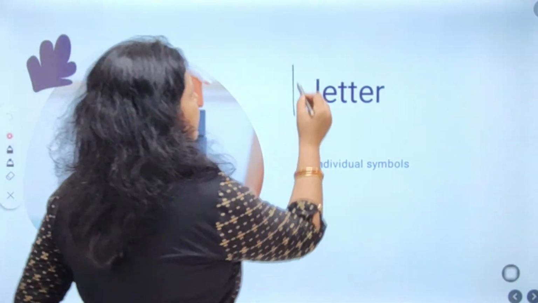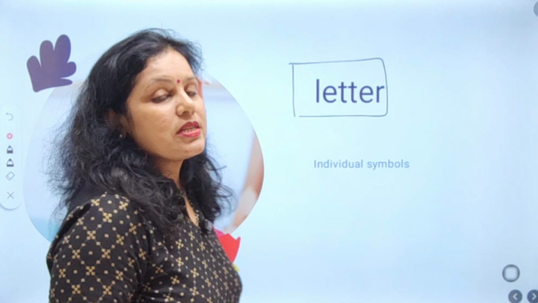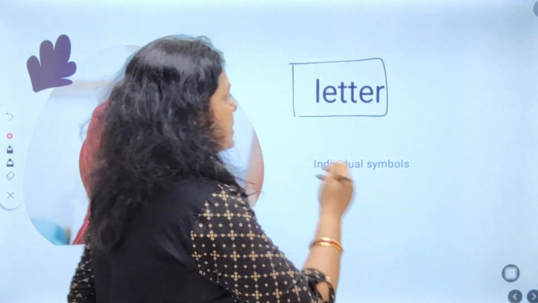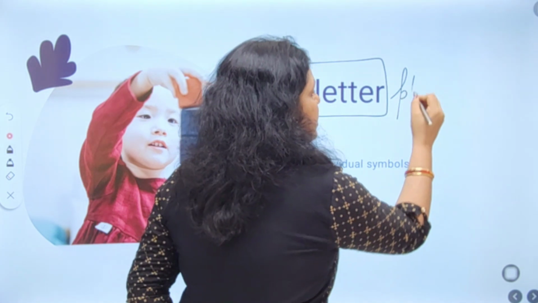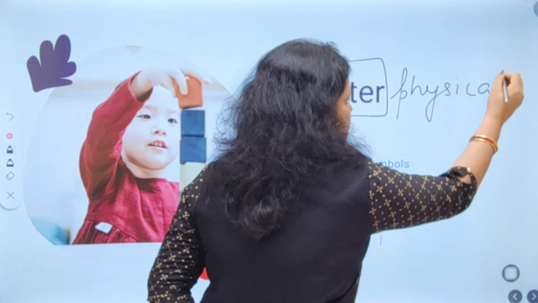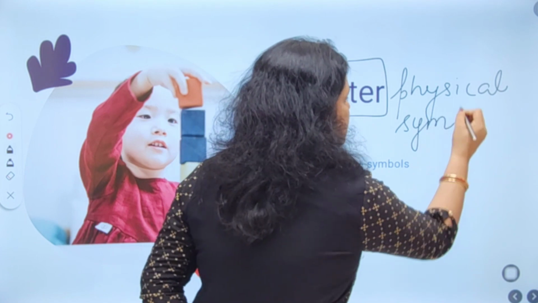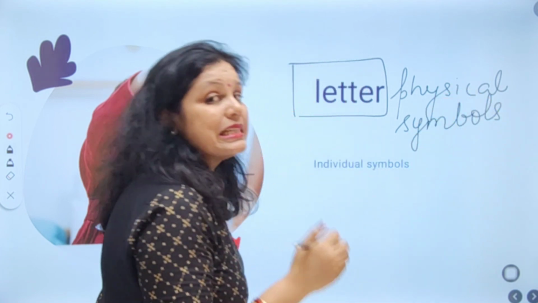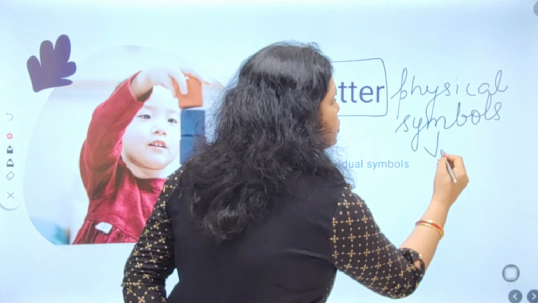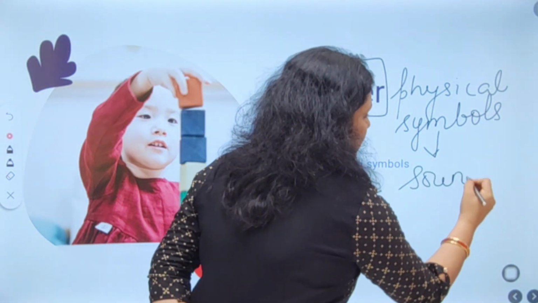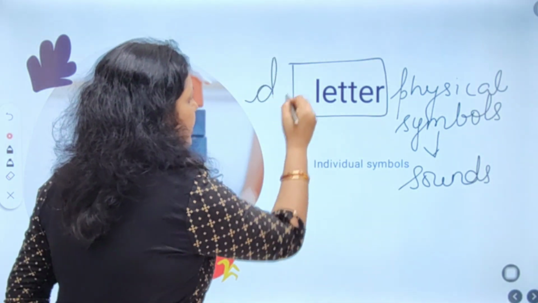Now, what is a letter? In order to understand what a letter is, we first need to understand that letters are physical symbols. These are the physical symbols which are used to represent the sounds, right? So whenever I'm hearing a sound, d, d, d, I need a symbol, I need a letter, I need a grapheme to represent it on a piece of paper, and that is what is known as a letter, right?